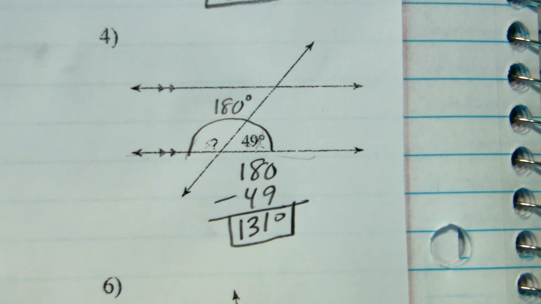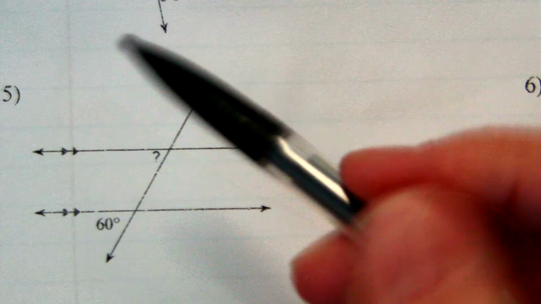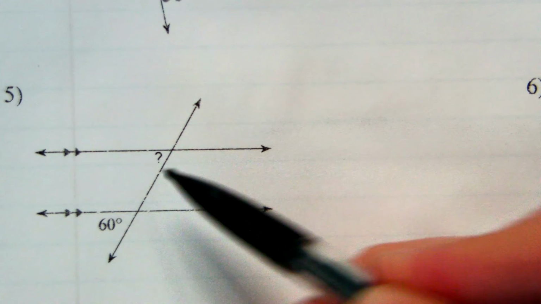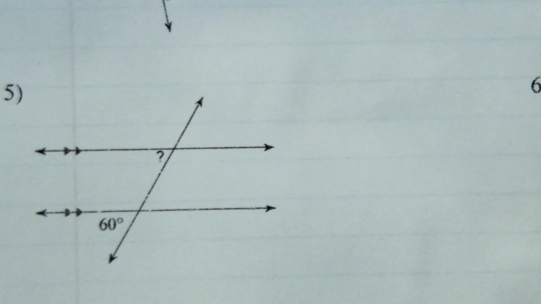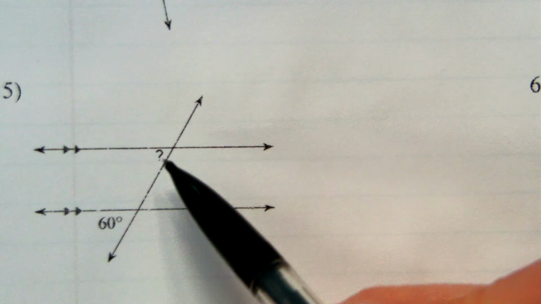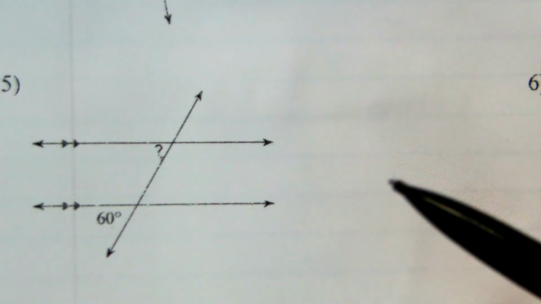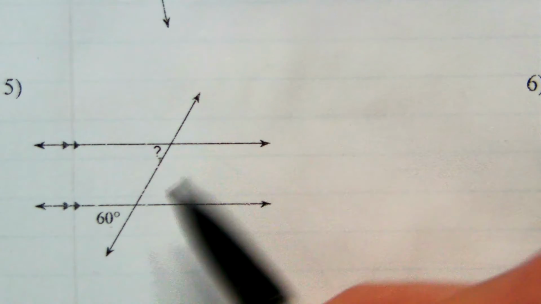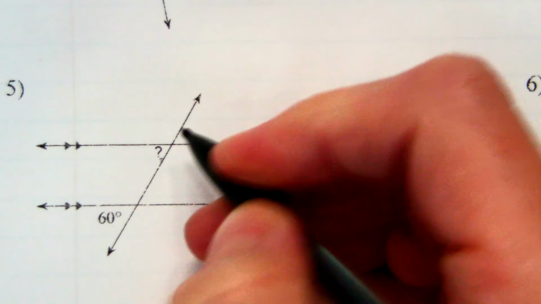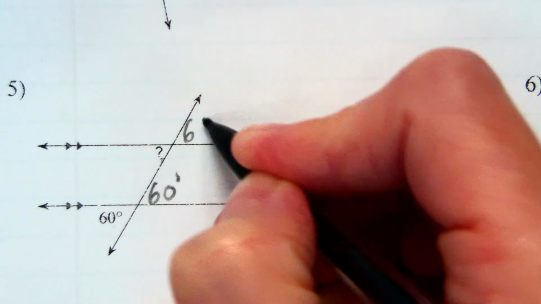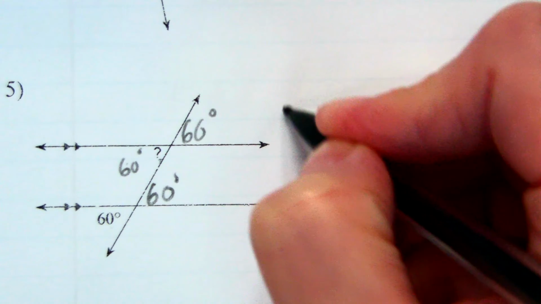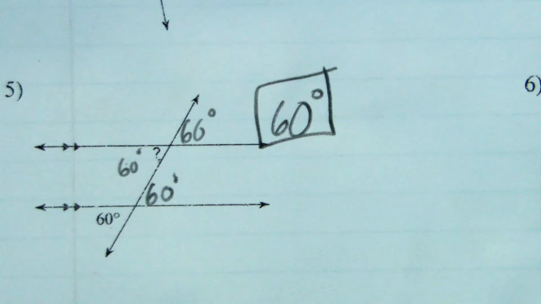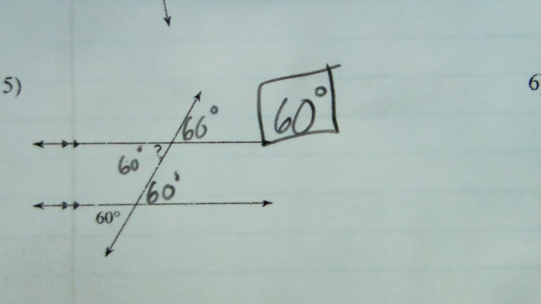All right, so let's look at number 5. So what do you think? Are they congruent angles or are they supplementary? Are they the same or do they add up to 180? Like the question mark and here's 60. Okay, Felicity thinks that they're the same. So this is 60, this one would be 60, this one would be 60, and that one would be 60. Those are all the same, so that question mark is 60 degrees.